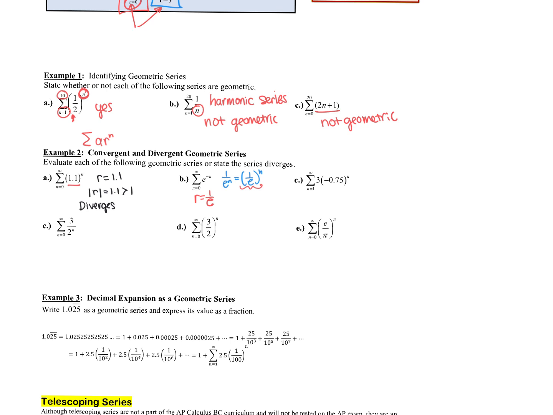And we want to see if the absolute value of r is greater than, less than, or equal to 1. So if it's equal to 1, it also diverges. So if our absolute value of r is greater than or equal to 1, we diverge. And if the absolute value of r is less than 1, we converge. That's what we're looking for. So here, e is 2.7, so 1 divided by 2.7 will definitely be less than 1. So this converges, and then to find the sum, we're going to use that formula.